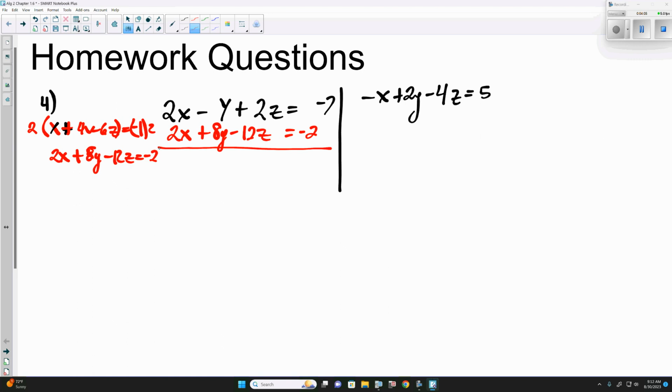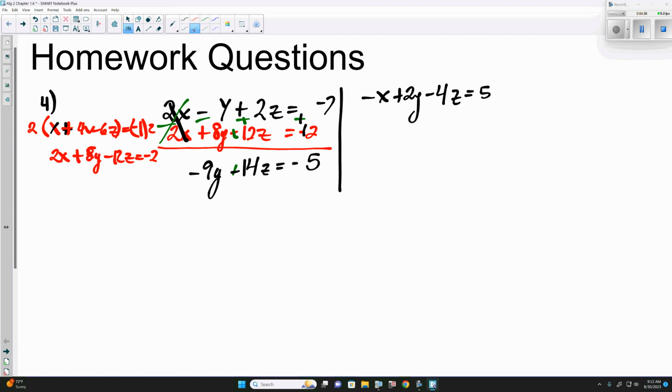Now at this point, to get the x's to cancel, we will subtract. 2x minus 2x would be 0. Negative y minus 8y is negative 9y. Negative 2z minus negative 12z, the negative and negative make a plus, so plus 14z is equal to negative 7 minus negative 2, which is going to give us negative 5.